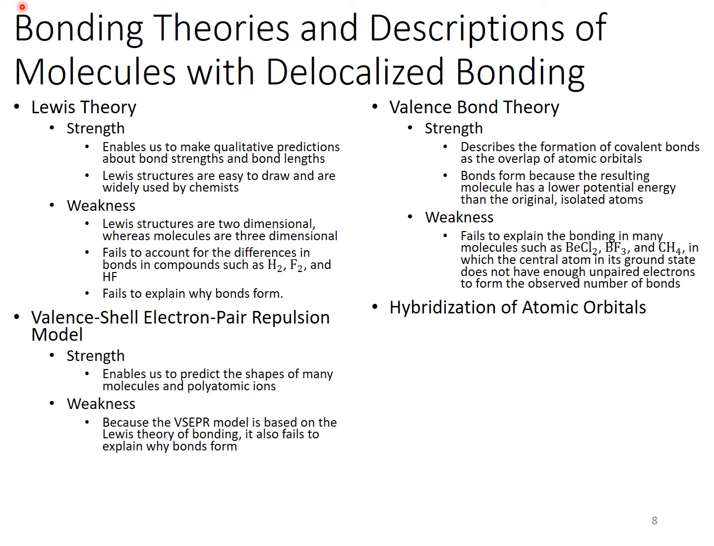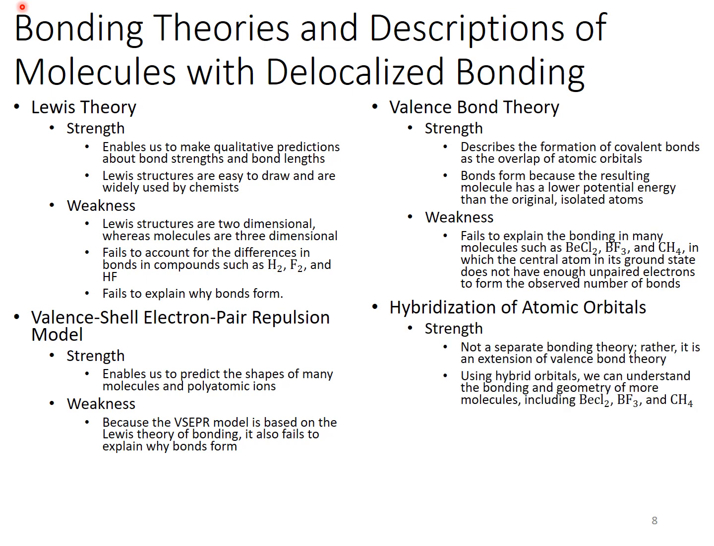Hybridization of atomic orbitals is not a separate bonding theory. Really, it's just the extension of valence bond theory. So it's saying, okay, well, the atomic orbitals didn't do a great job of doing the geometry. So instead, we're going to say that it's not just atomic orbitals, but rather it could be hybridized atomic orbitals. And we can actually start to then understand some of these bonding geometries and have some more indication of the different geometries that we would expect, along with the why it's occurring in some of these molecules.